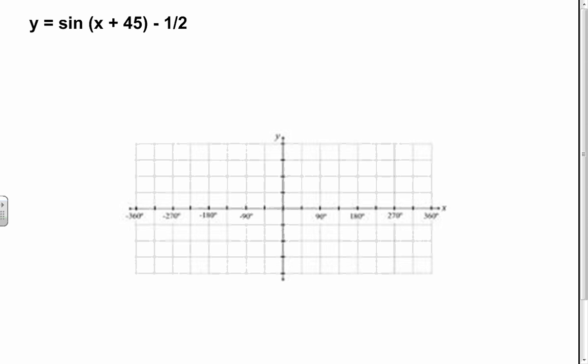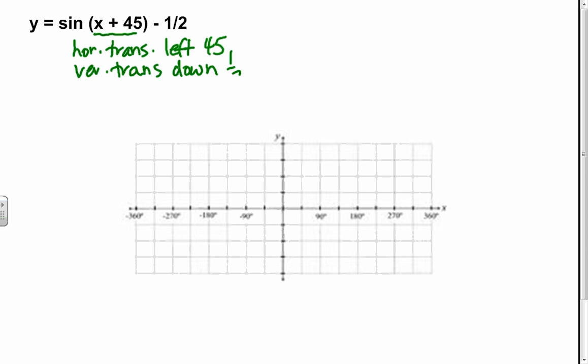Y equals sine x plus 45 minus a half. So the same thing's going on. I've got a sine wave curve. I have a horizontal translation, left 45, and I've got a vertical translation, down a half. This time, let's see if we can do those two things together.